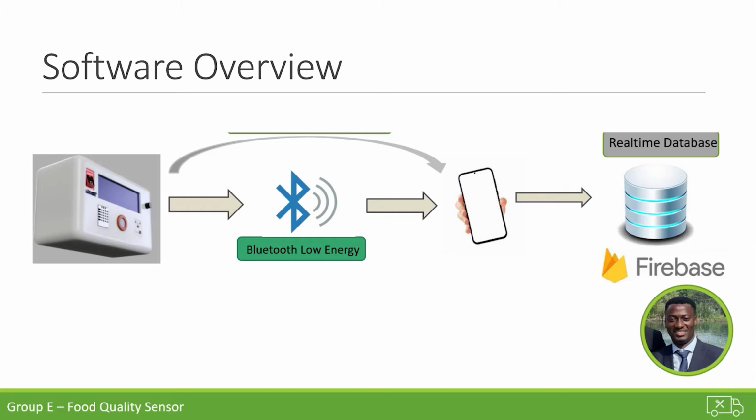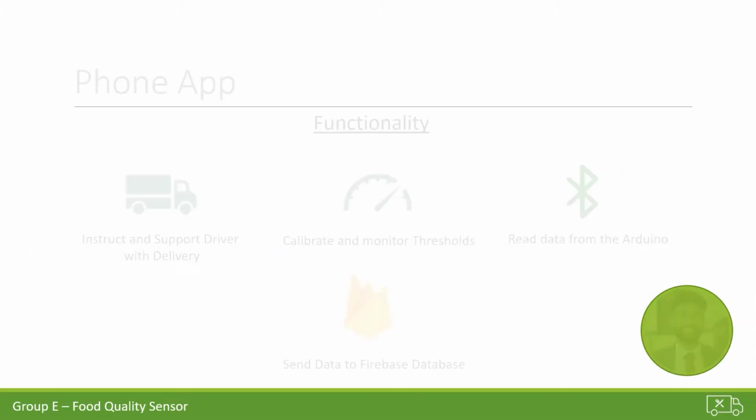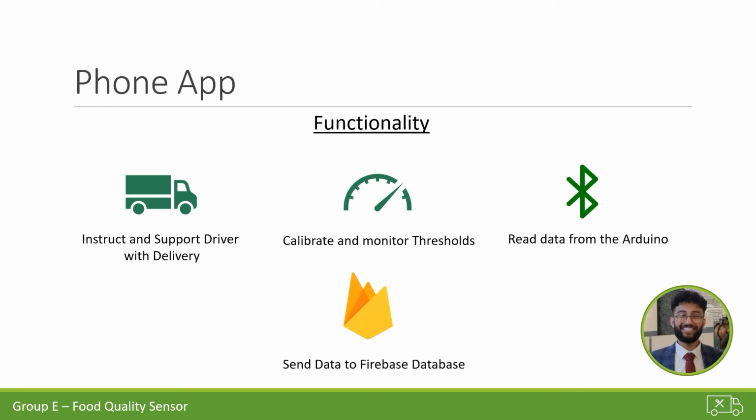Now my colleague will elaborate on the design of the mobile app user interface. Thank you, James. Hi, I'm Shamir, and I was in charge of the phone app. The main purpose of the app is to allow the driver to set food types that they are delivering and be able to calculate a threshold that will allow the food to be safely transported.